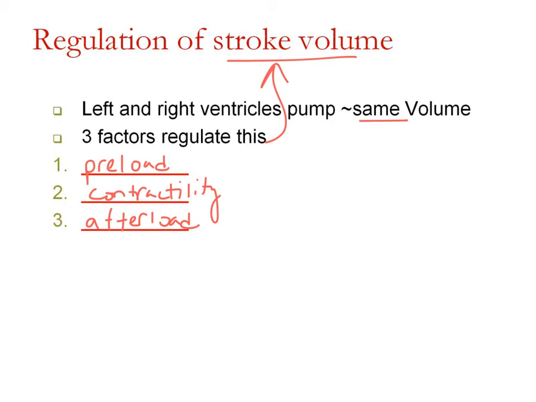All right. So we're going to go through these, each one individually, and discuss how that affects your stroke volume. Again, what is stroke volume? That is the volume leaving per stroke, per contraction, per heartbeat. Okay, so we're going to start with preload first.